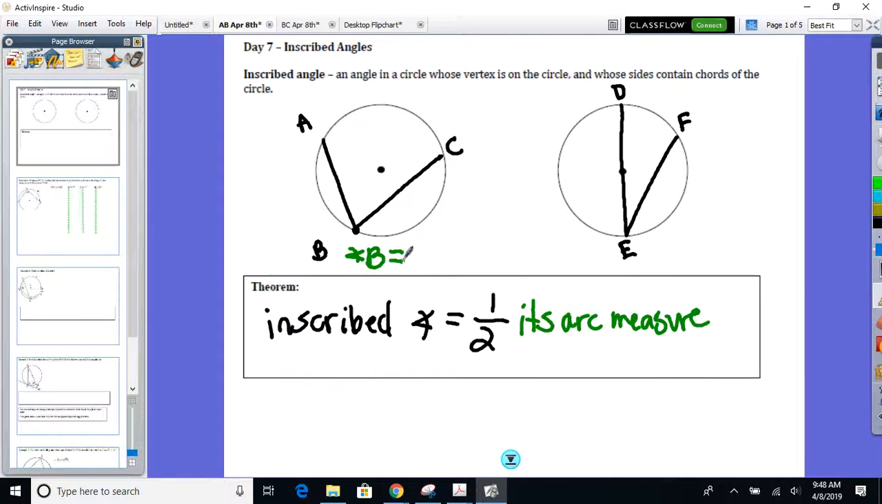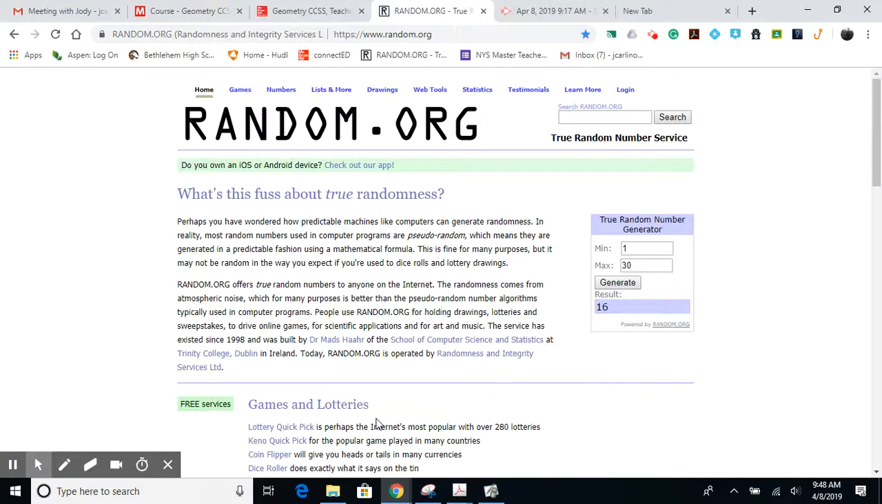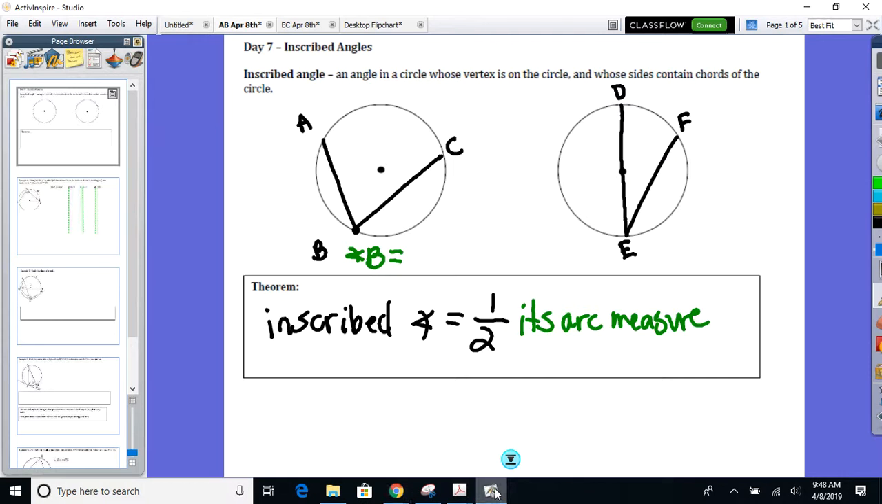You tell me now, what's angle B equal to on my diagram? Angle B would be equal to, and I'm not looking for an actual measure, but how would you find it? Half of arc AC.